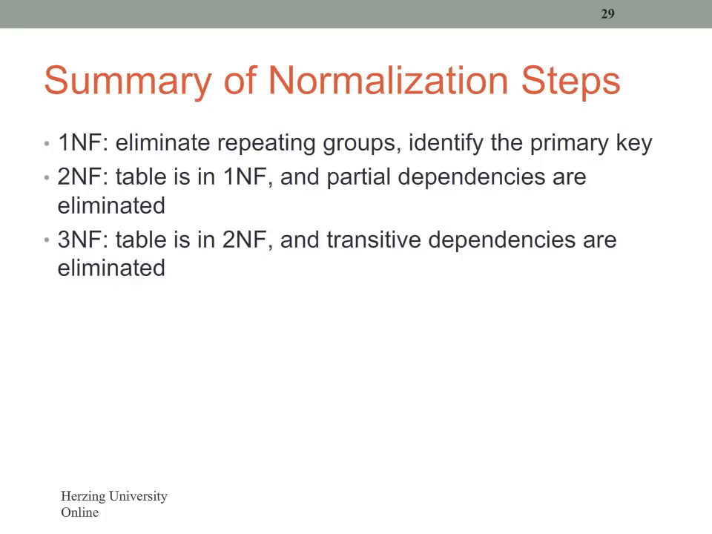In summary of the normalization, first normal form allows us to eliminate the repeating groups and identify the primary key, and in second normal form, the table begins in a first normal form, from which we then remove any partial dependencies. From that second normal form, then we're able to push further in removing the transitive dependencies, which would bring us to a third normal form.